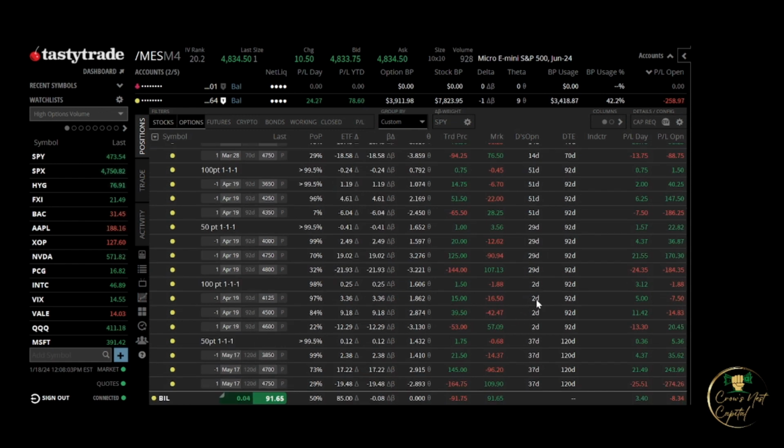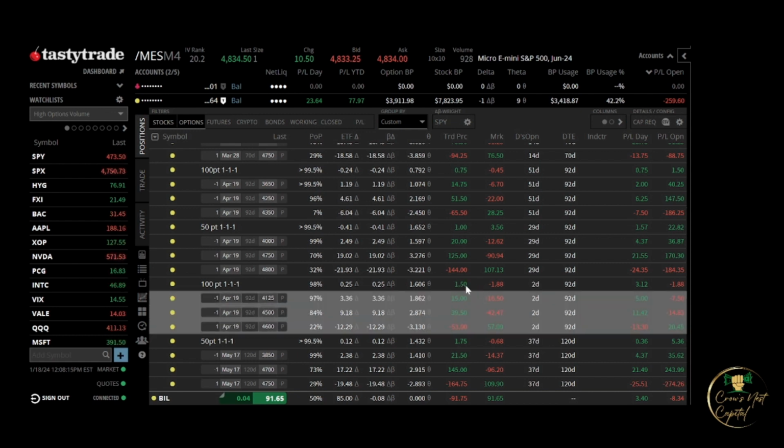So you can see right here, this is days open. 2 days ago, we put this trade on. 92 days out now. It's 100 point wide. 111. We only collected $1.50 on it. This is a 5 times multiple in MES. So $1.50 times 5 pays for the commissions and the fees.